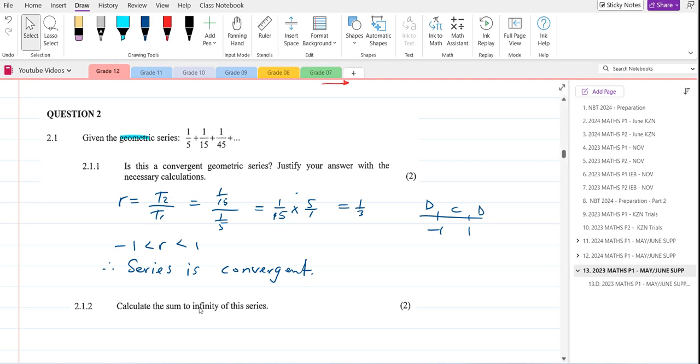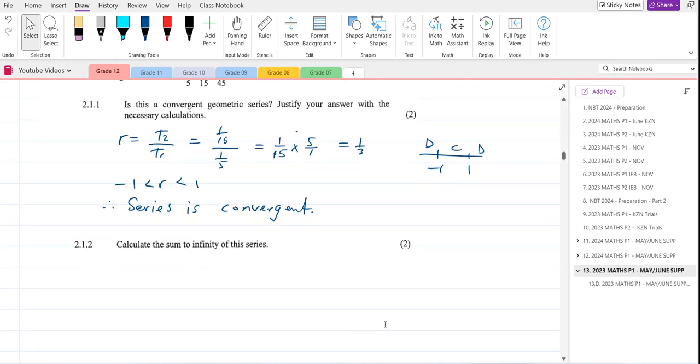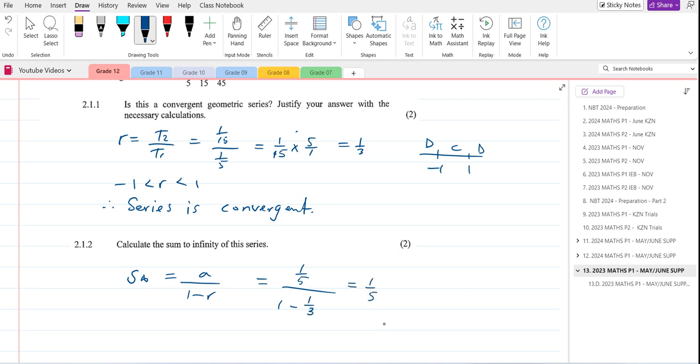Calculate the sum to infinity of the series. Sum to infinity is simple, because it is equal to a over 1 minus r. The value of a is 1/5, the first term, and 1 minus 1/3 is 2/3. So 1/5 divided by 2/3 is multiplying by 3 over 2. So I should get 3 over 10 as the answer. Let's put this into the calculator and see if we actually get that.